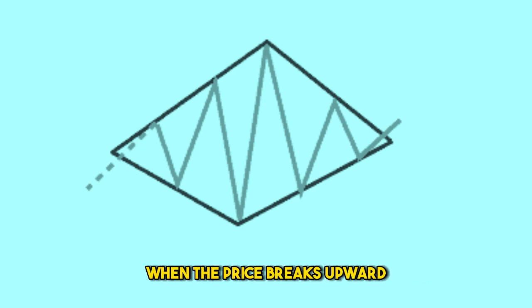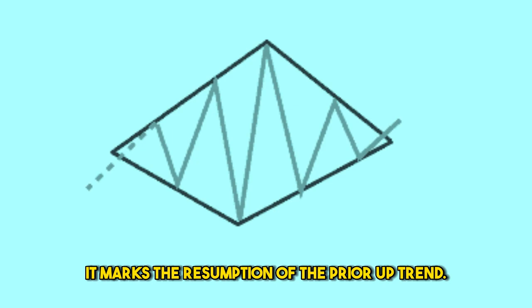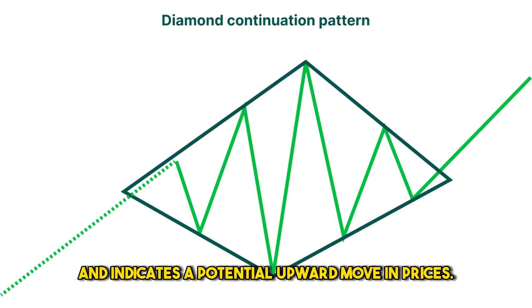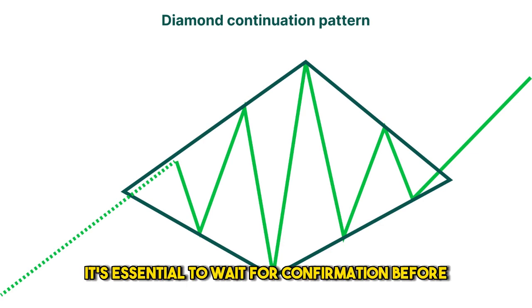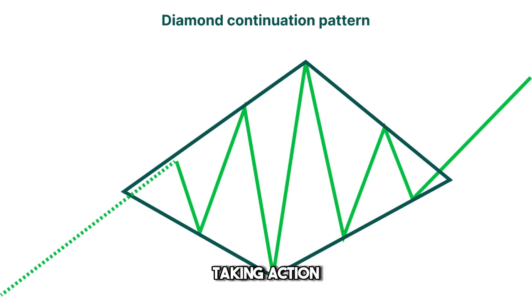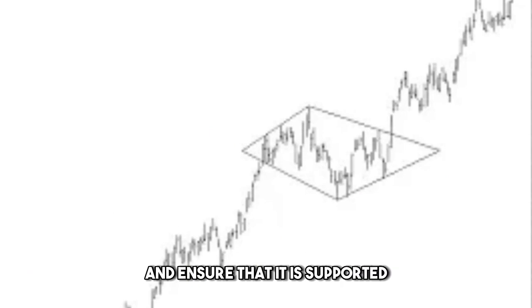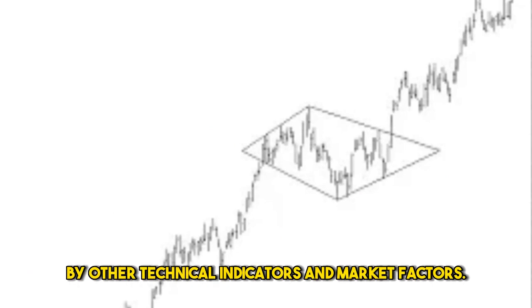When the price breaks upward out of the diamond's boundary lines, it marks the resumption of the prior uptrend. This breakout signals the continuation of the previous bullish momentum and indicates a potential upward move in prices. As with any chart pattern, it's essential to wait for confirmation before taking action. Traders should observe the breakout and ensure that it is supported by other technical indicators and market factors.